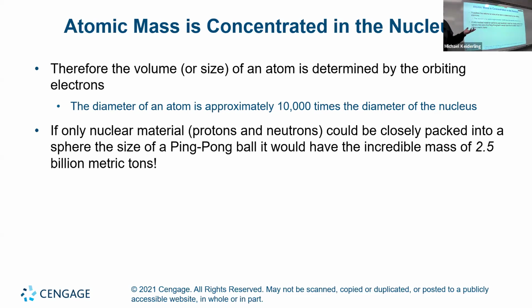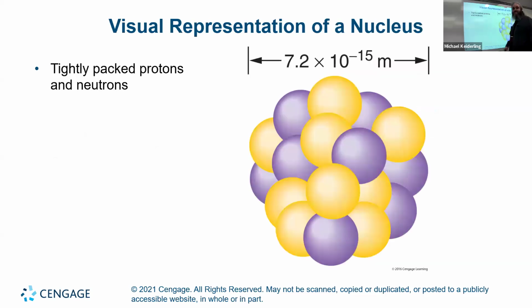And if you could pack nuclear material, protons and neutrons, into a sphere the size of a ping pong ball, it would have a mass of 2.5 billion metric tons. Now, it turns out in outer space, there are things that are made of densely packed nuclear material like this. They're called neutron stars. They're some of the strangest things in existence. And if they get too big, they collapse under their own gravity to form black holes. So, you know, they're about as dense as you can get.